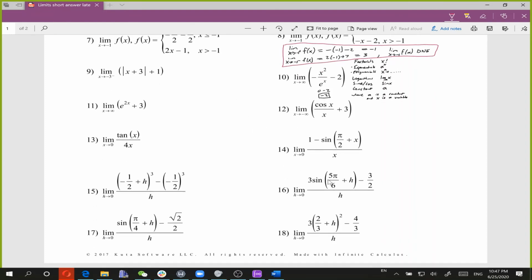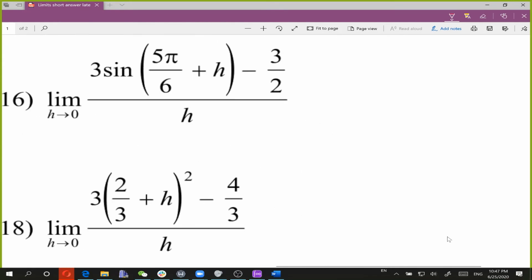All right, I'm going to pull one of these last 4. These last 4 on the worksheet are all formal definition of derivative problems. You could also solve them by L'Hospital's rule, now that you know L'Hospital's rule. Let me pull one of these trig functions really quick. So we'll do 16.